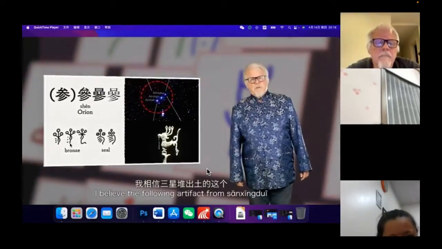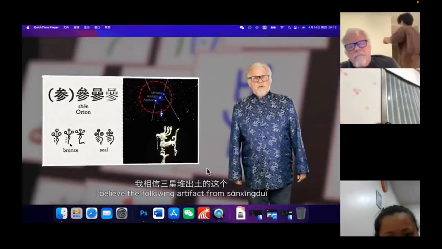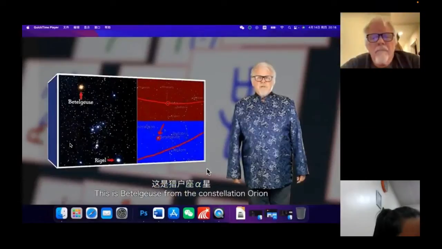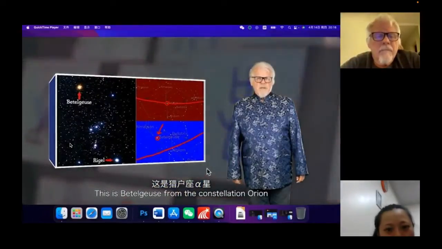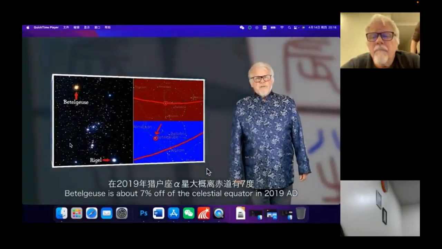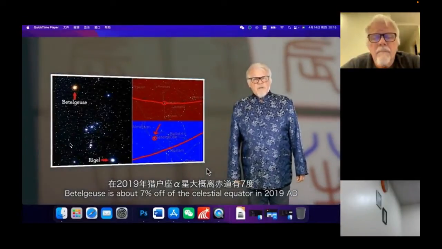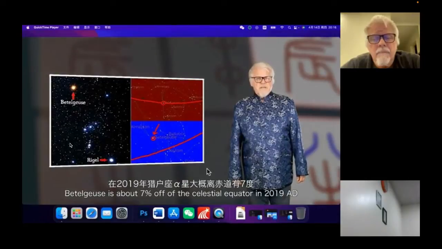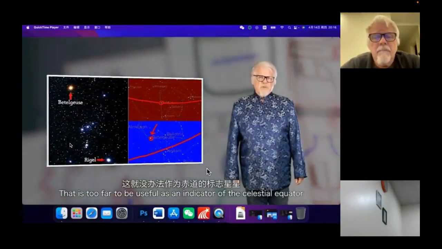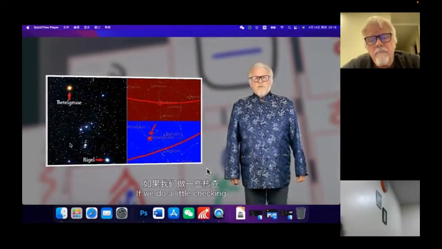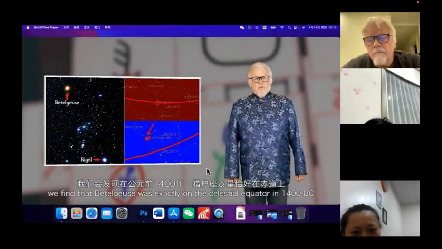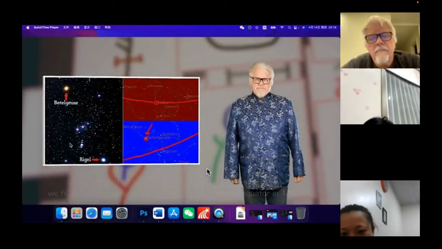I believe the following artifact from Sanxingdui may represent the constellation Orion. This is Betelgeuse from the constellation Orion. See how red it is? Betelgeuse is about 7 degrees off of the celestial equator in 2019 AD. That's too far to be useful as an indicator for the celestial equator. If we do a little checking, we find that Betelgeuse was exactly on the celestial equator in 1400 BC.